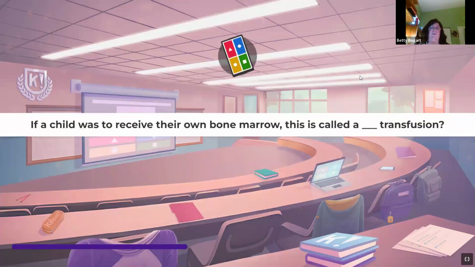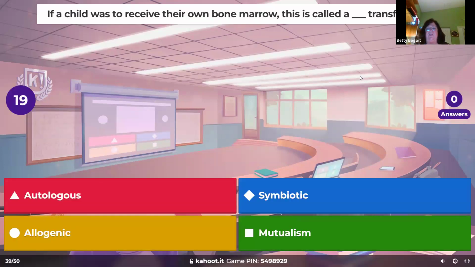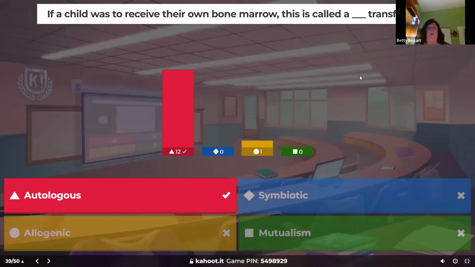If a child was to receive their own bone marrow, this is called a blank transfusion. I think my tricks will tell you which one is which. And that's automatically mine is the best. And allogenic is all the other people.